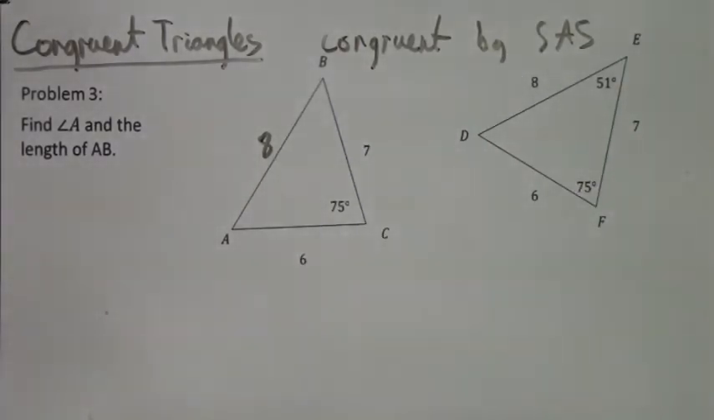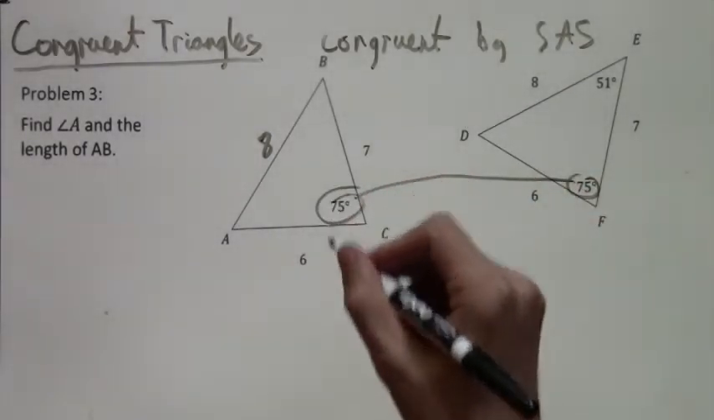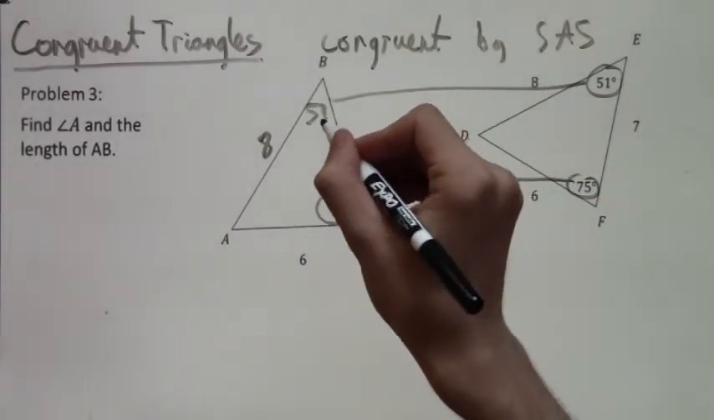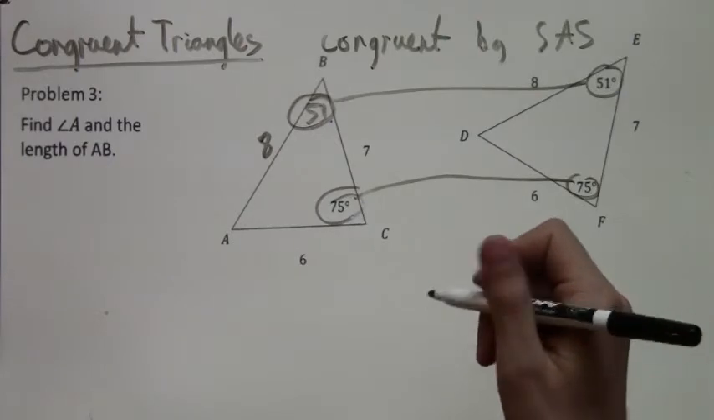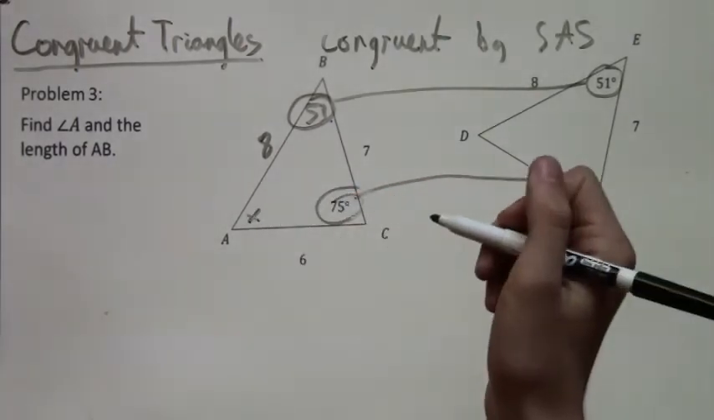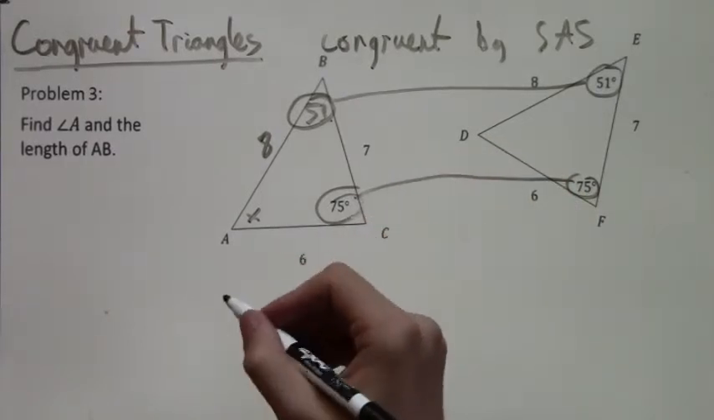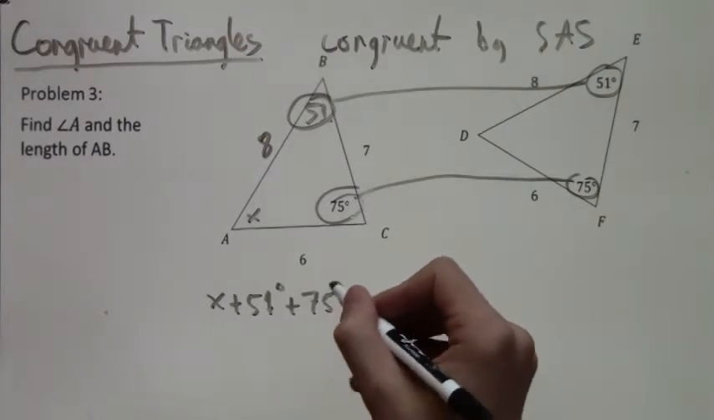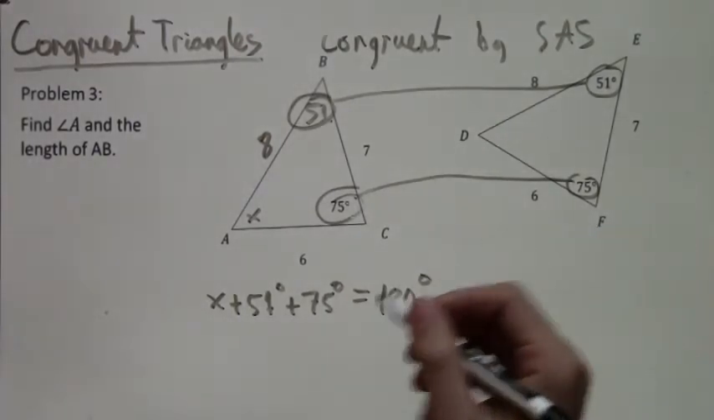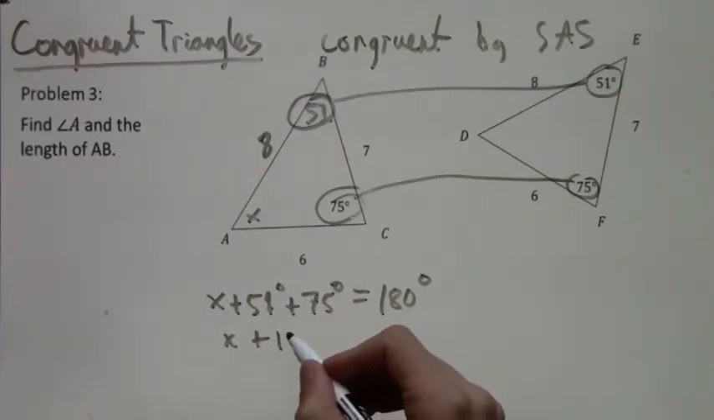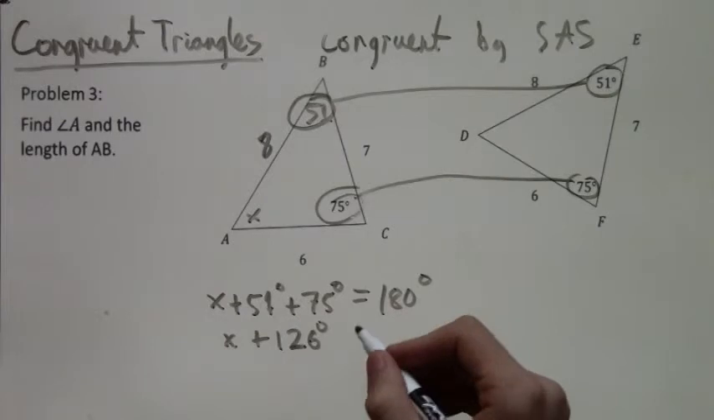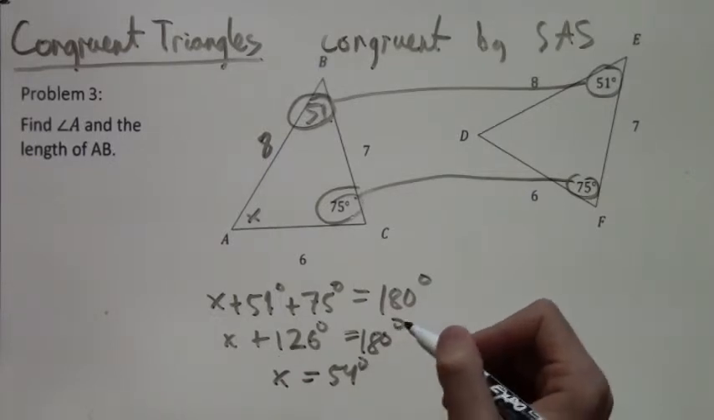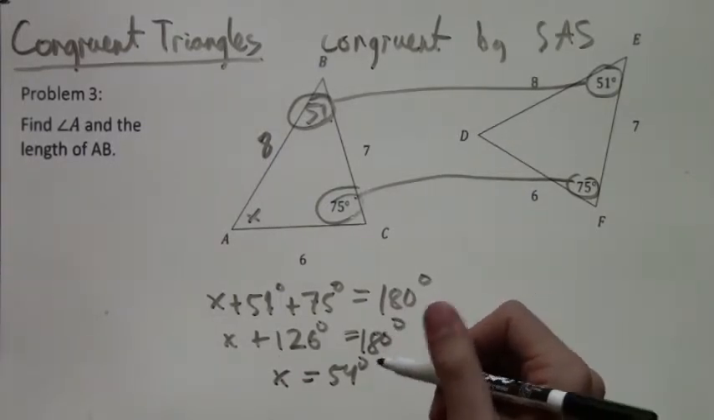Now what else can we say? Well, we have 75 degrees and 75 degrees matching up, and 51 degrees, and over here it has to be 51 degrees because it's the corresponding angle. And the question is to find angle A, and to find that, all you gotta do is use the fact that the sum of the angles of a triangle add up to 180 degrees. So we add x, which I've labeled angle A with, plus 51 plus 75 degrees. So this is the same as x plus 126 degrees equals 180. So x equals, and we subtract and we get 54 degrees. And that is angle A.